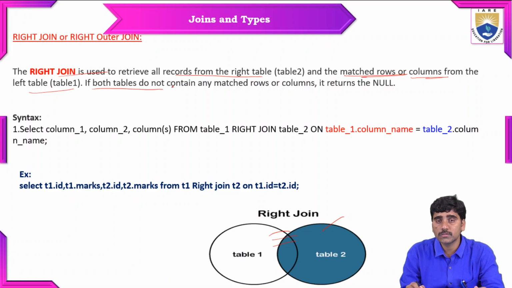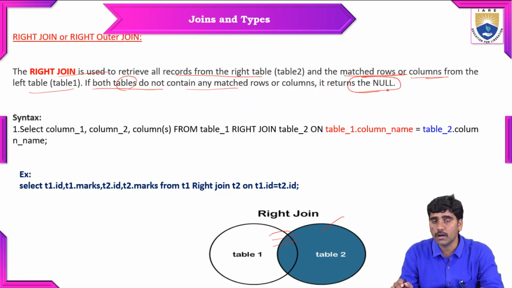If both tables do not contain any matched rows or columns, it returns null values. So if common values are there, then it displays them. But if any column values are not there, then it returns null values.